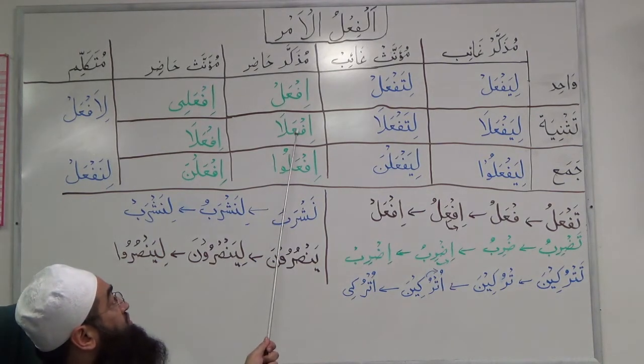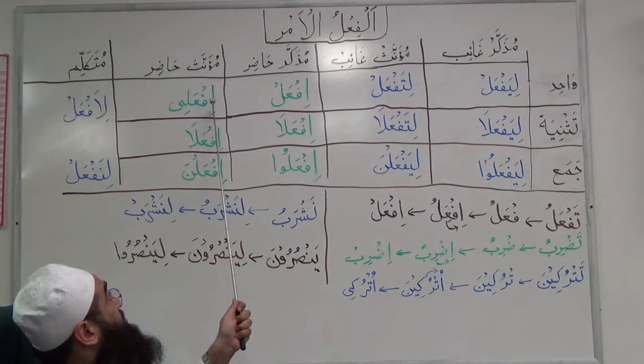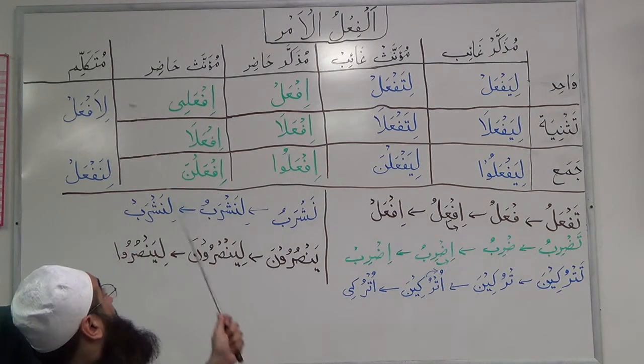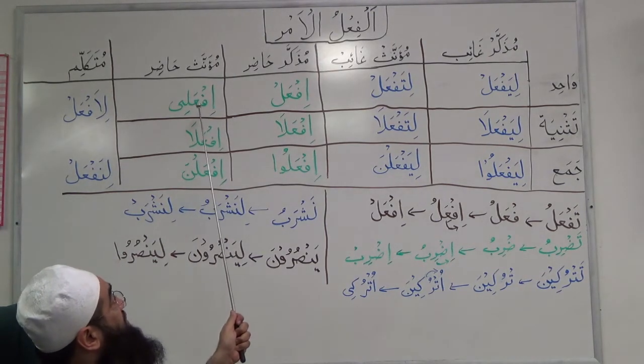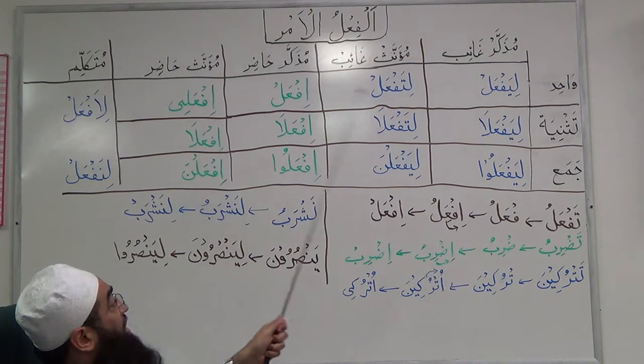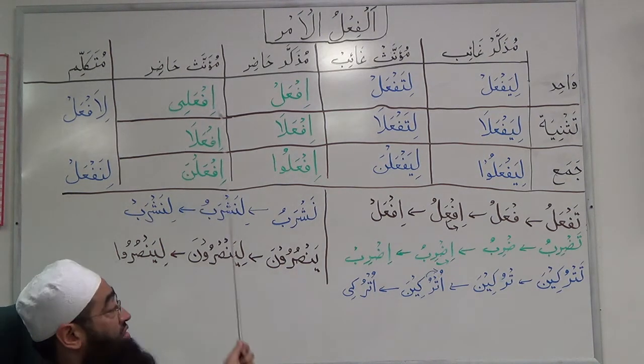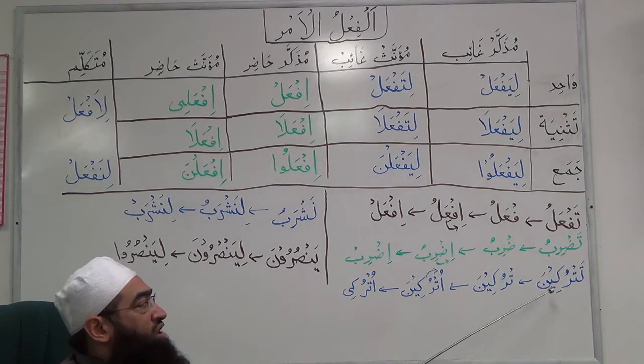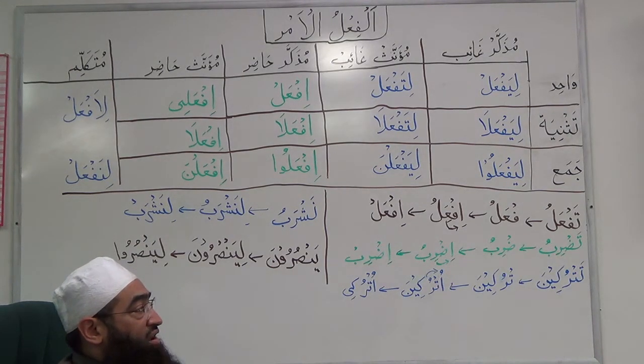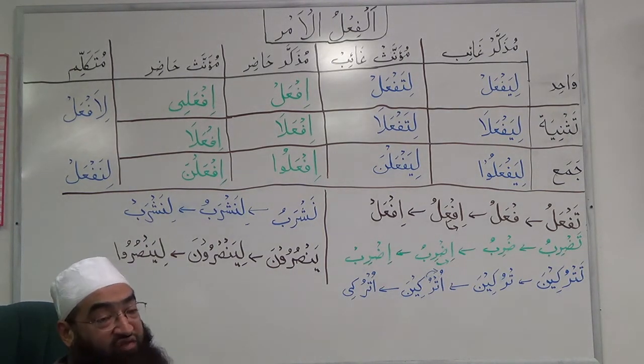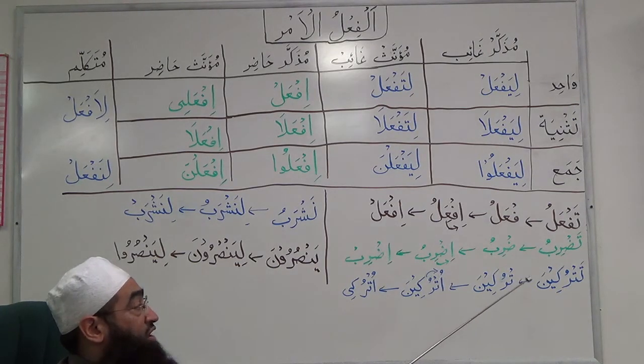Let's say the whole thing. It was tatruku, tatrukani, tatrukuna, tatrukina, tatrukani, tatrukna, atruku, natruku. So it was right up here. Okay. So wahid muannath hadir. It means you one lady is leaving or is going to leave it. Whatever they're going to leave, okay?